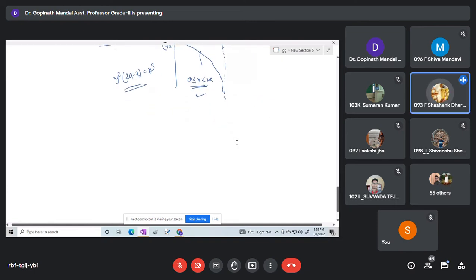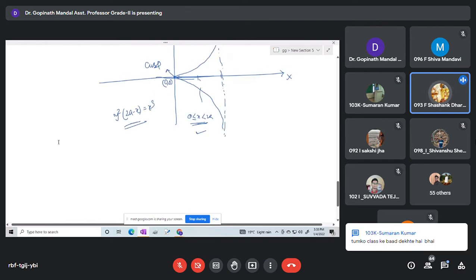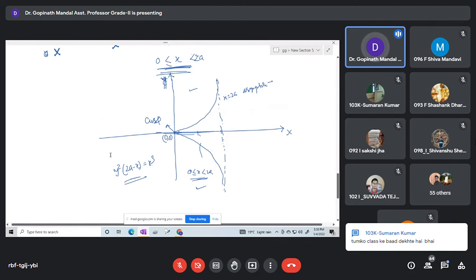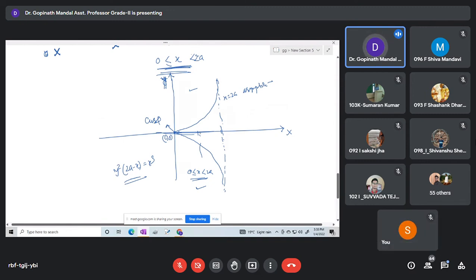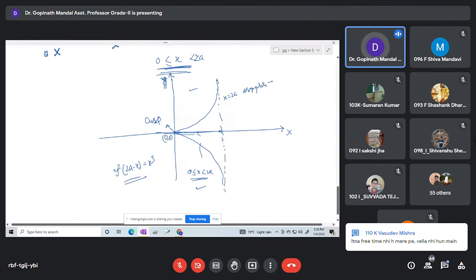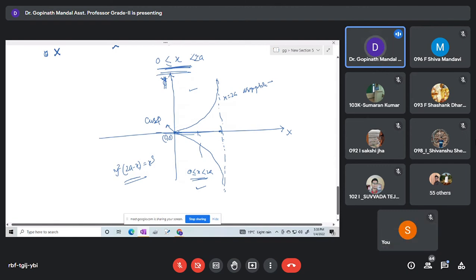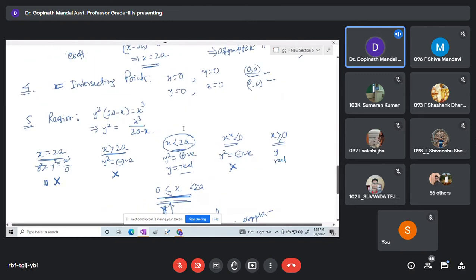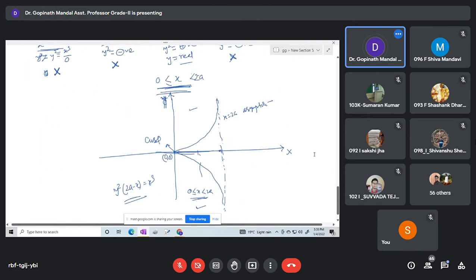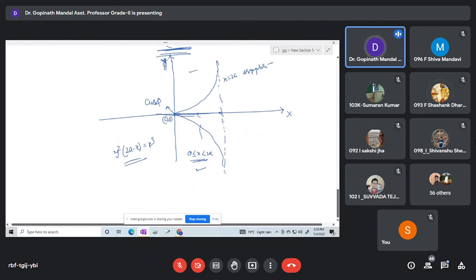Sir, can this curve be a circle or ellipse between 0 to 2a? Circular between 0 to 2a, no. If it is circular, then it must intersect at another point also. We find that the curve intersects both the x-axis and y-axis at 0, 0, in both cases. So there is only one intersecting point, 0, 0.